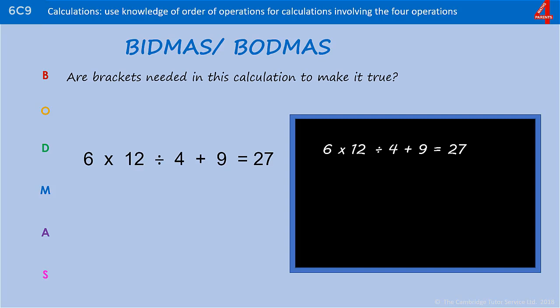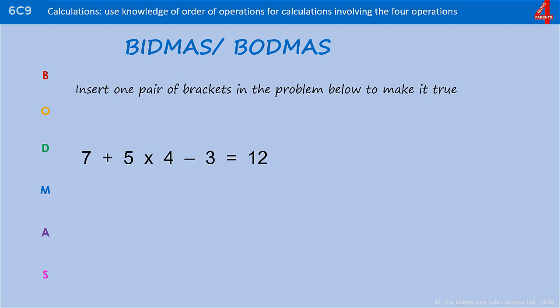Even though division comes first in the acronym BODMAS, the multiplication is first in this calculation, so we do that before the division. Starting with 6 times 12, that's 72. The next operation is division, because that's more important than addition. 72 divided by 4, that's 18. Now we have 18 plus 9, and that's 27. So we dealt with the multiplication first, then the division, then the addition, which is correct according to BODMAS. We didn't need any brackets to make that correct.